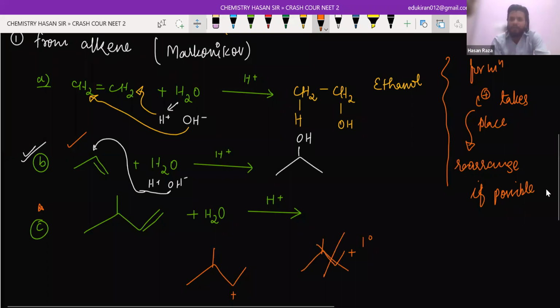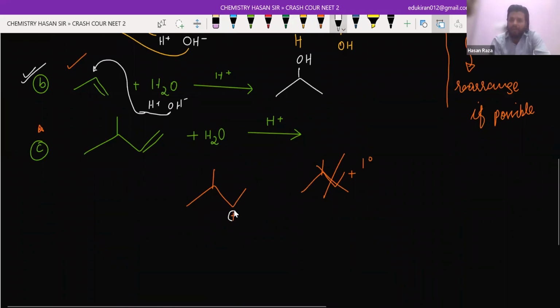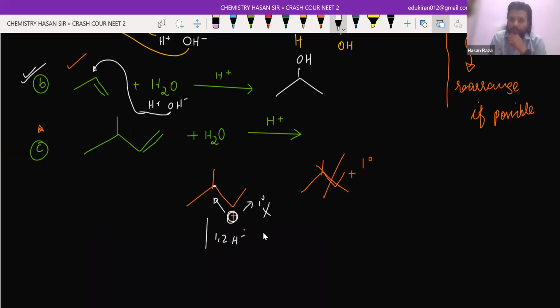So whenever formation of carbocation takes place, you need to look adjacent to this carbocation. If you move to the 1 degree, which is less stable than this, we are not going to move to the right hand side. But if you are going to move to the right hand side, you can see this carbocation can undergo a 1,2 hydride shift. Then this carbocation can be tertiary.